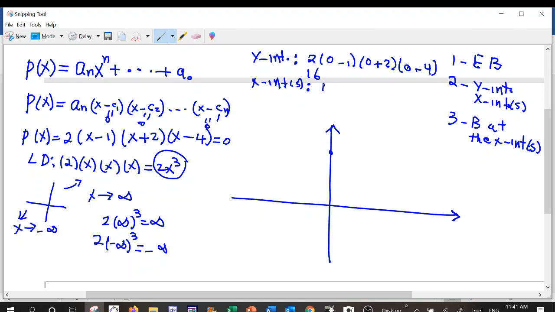So 1, 0 is one x-intercept, and the other one is negative 2, 0. And the other one is 4, 0. Okay? So 1, 4, which is 2, 3, 4, and negative 2, which is right there.